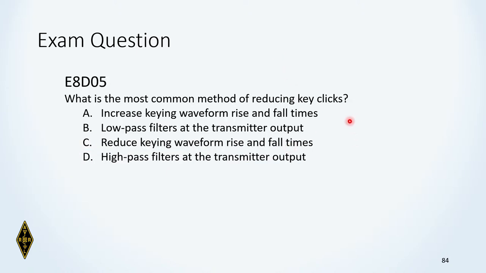What is the most common method of reducing key clicks? And this is the one I warned you you'd want to get backwards. Alpha. Yes, increased keying waveform rise and fall times. In other words, you're slowing it down by increasing the rise and fall times, which causes the shaped waveform.